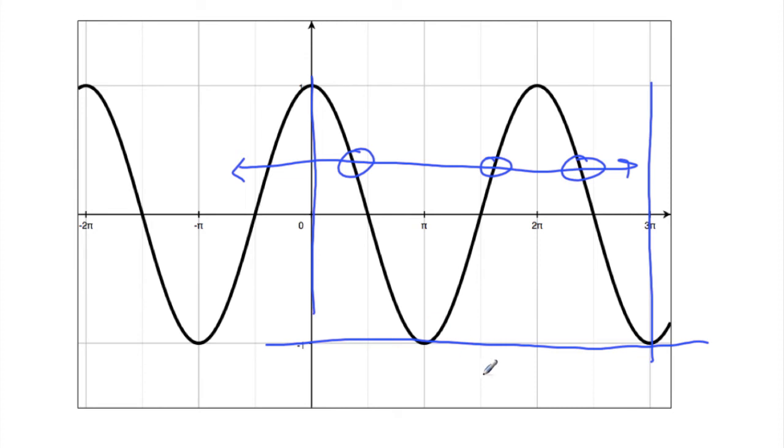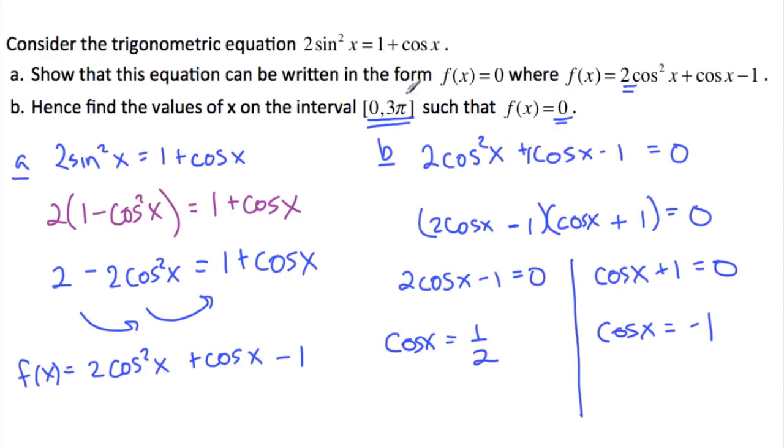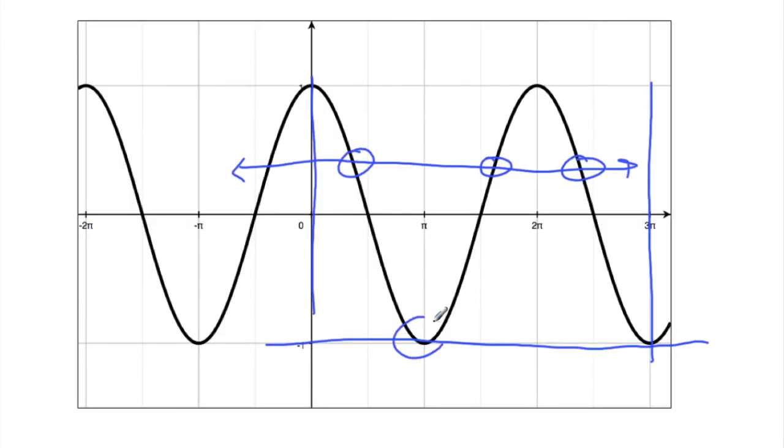I'd have to see the domain again. Is it including 3 pi? Yeah, there it is. It includes 3 pi. Closed bracket means it includes, so we get 2. Alright, so what are those 5 solutions for this?